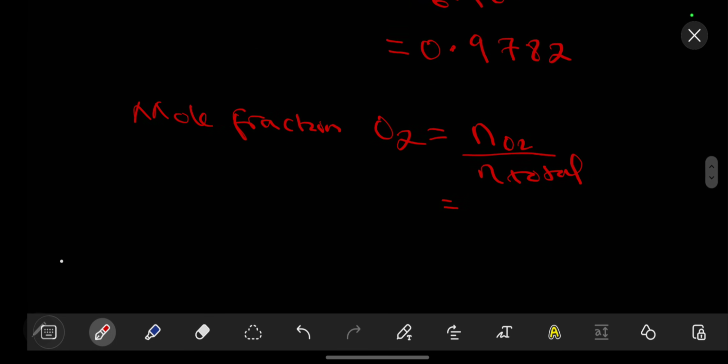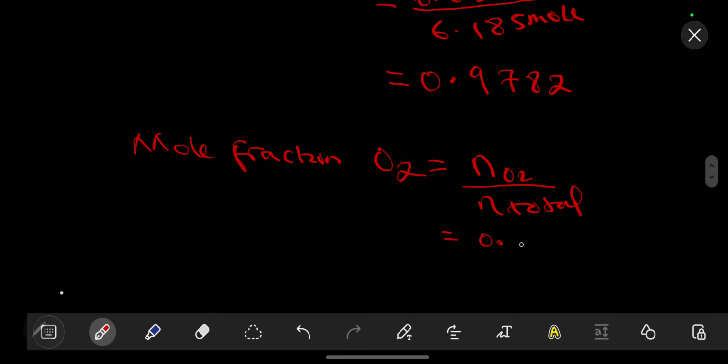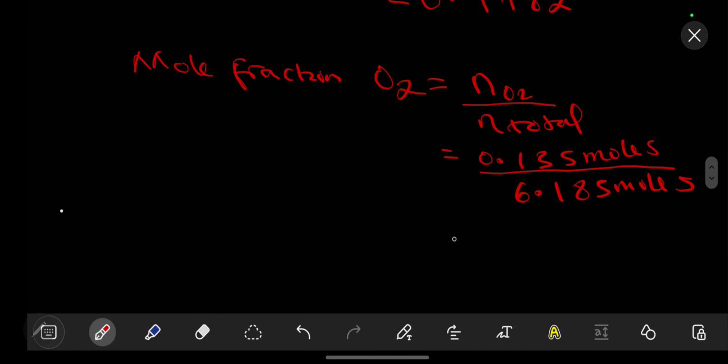When we divide these, we are going to get a 0. We know that the number of moles of oxygen was found to be 0.135 moles. Then we divide this by the total, which is our 6.185 moles. So when we divide these, we are going to get a value of 0.022. So these are the mole fractions.